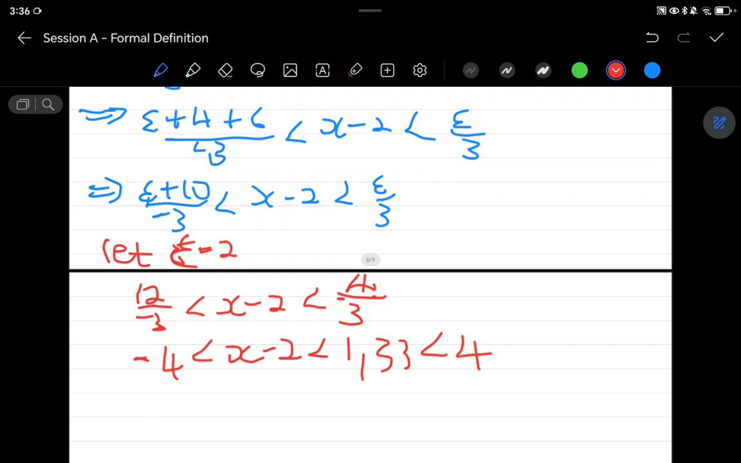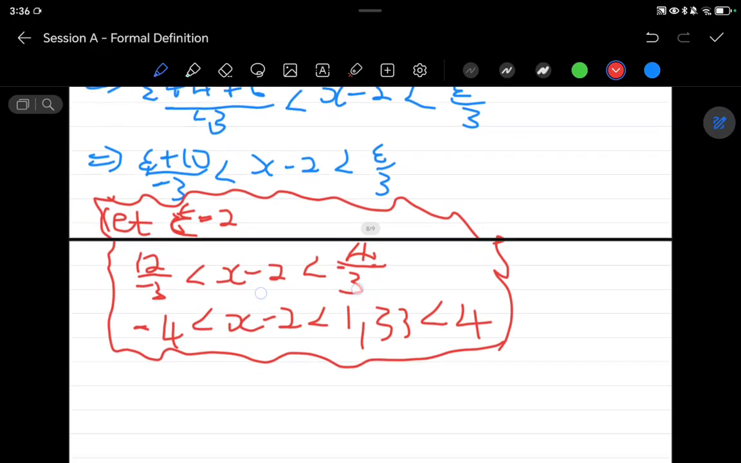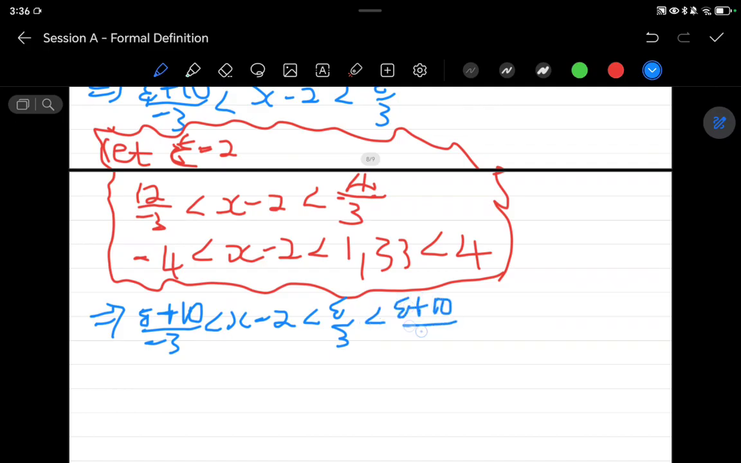Don't forget, I'm just writing this for understanding. You're not supposed to write this there. You can write it on the side page when you're trying to check which one to choose. So this would mean that I'm going to choose the other one, and put it on the other side. Then I take e plus 10 over 3. That is the one that qualifies.